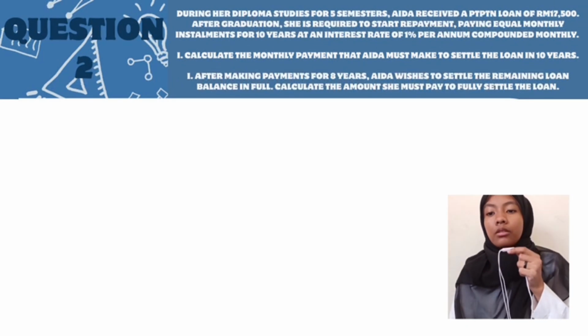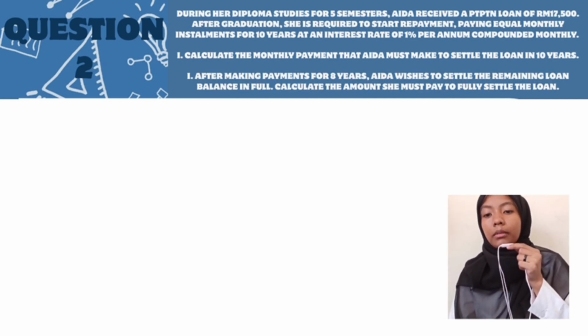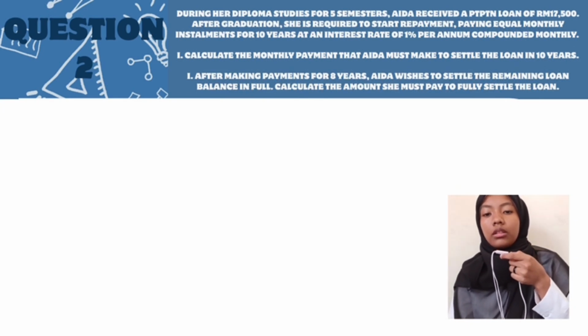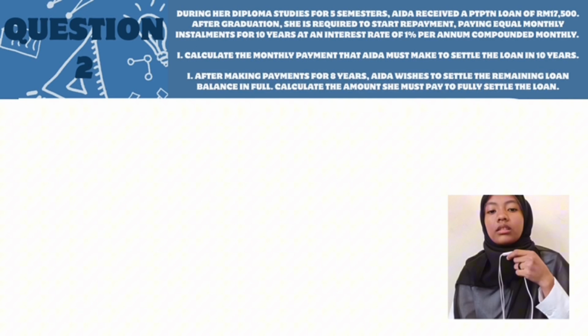Question 2. During her diploma studies for 5 semesters, Ida received a PTPTN loan of 17,500 ringgit. After graduation, she is required to start repayment, paying equal monthly installments for 10 years at an interest rate of 1% per annum compounded monthly. First, calculate the monthly payment that Ida must make to settle the loan in 10 years. Second, after making repayment for 8 years, Ida wishes to settle the remaining loan balance in full. Calculate the amount she must pay to fully settle the loan.